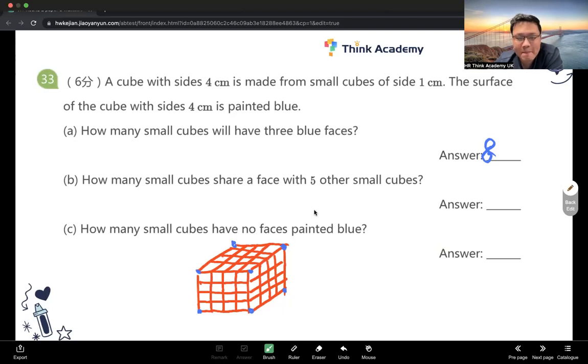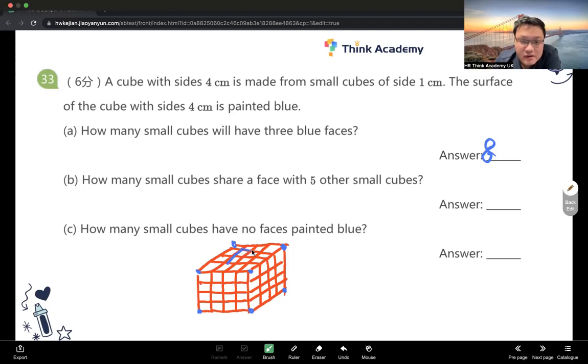And then, how many small cubes share a face with 5 other small cubes? What does that mean? If I translate this sentence, it asks you how many cubes get only one blue face. Does it make sense? Because all the other faces will share with other cubes, that means they cannot be painted. I don't think it's a hard question, guys, but maybe you just forgot how to solve it. Can anyone tell me where are the cubes that have only one painted face? In the middle. That's right, in the middle.